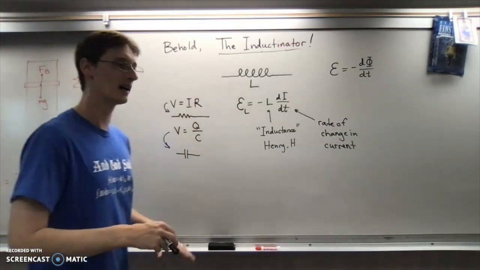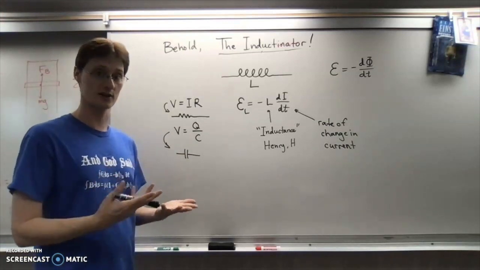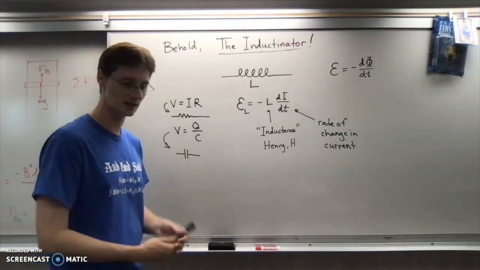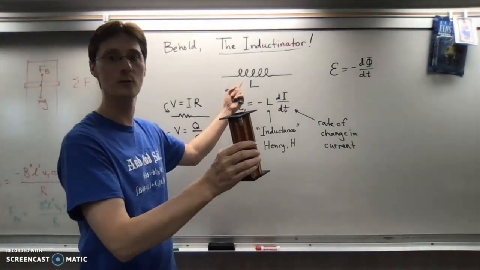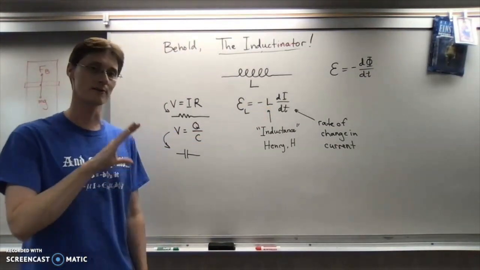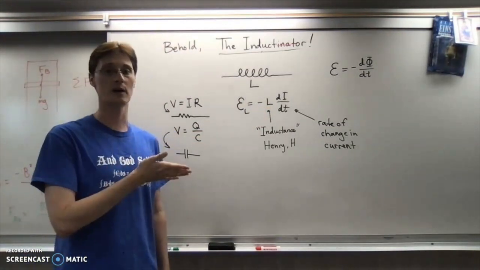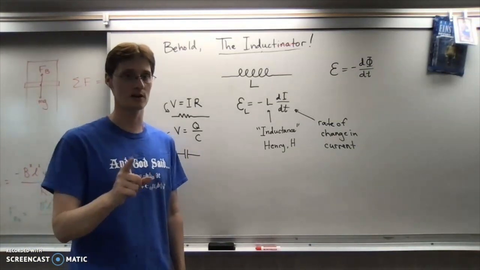Okay, so this is going to lead us into the topic of RL circuits. But in basic terms, this is your inductor, it's a coil of wire, and you're going to see this equation a lot for the volts that are produced by that inductor. All right, next up, the RL circuit.